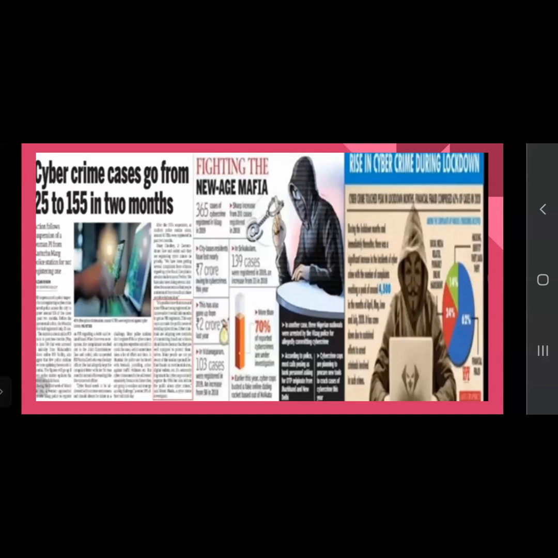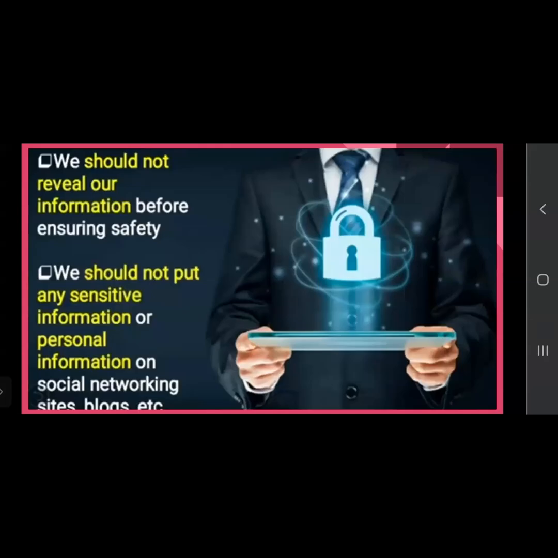So you have to be very alert. You should not reveal your information before ensuring security. Anywhere on social media, you should not give your information. You should not put any sensitive information or personal information on social networking sites, blogs, etc. Any secret or very sensitive information about yourself, you should not share on the social network. Why? Because by reading this information, someone can cheat you.